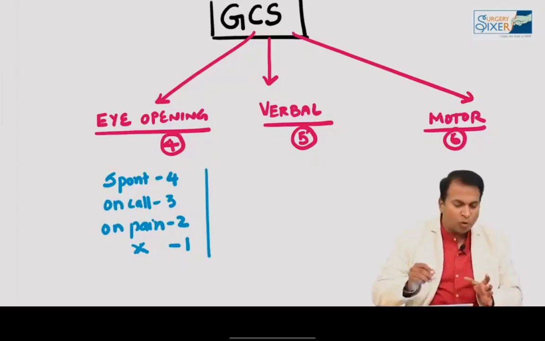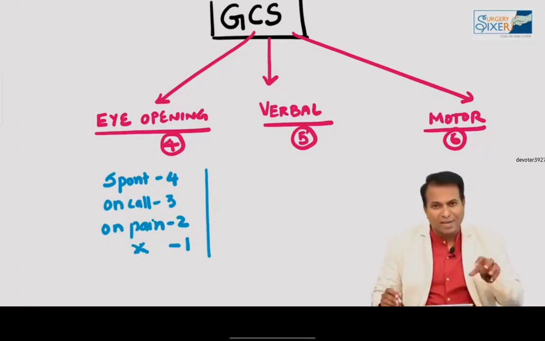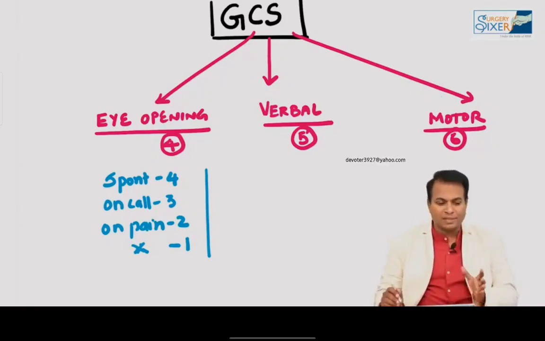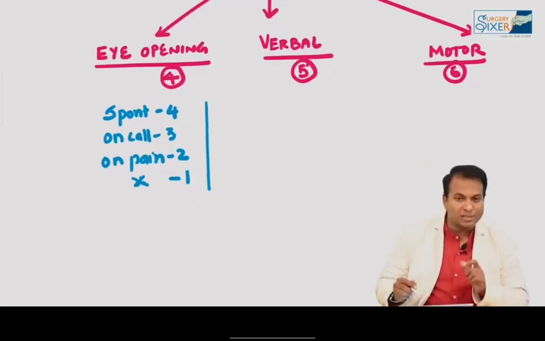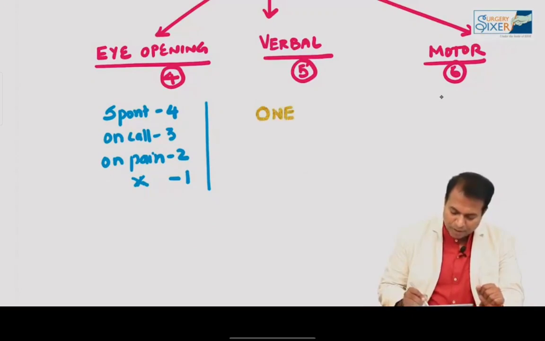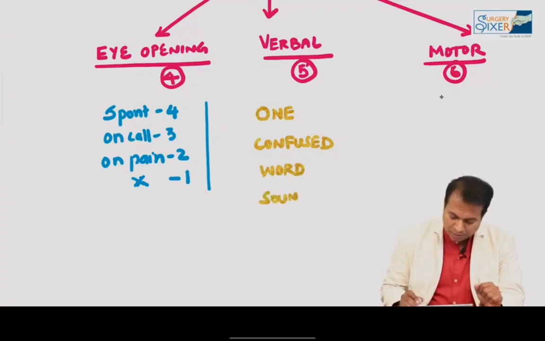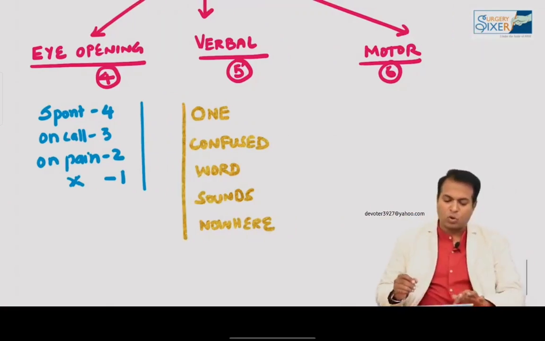Certain times you should make mnemonics, and many students make a mnemonic and forget the expansion of each mnemonic word. I used to keep mnemonics only in such a way that they will not be forgotten and will help in understanding more easily. So for verbal response, let me tell you one mnemonic: One confused word sounds nowhere. One confused word sounds nowhere is a mnemonic for verbal response.